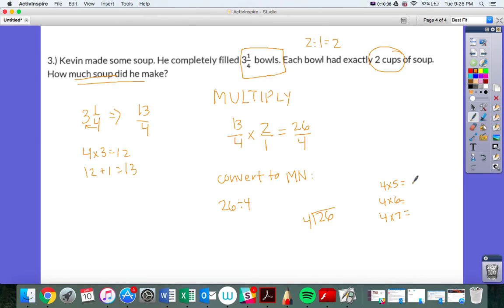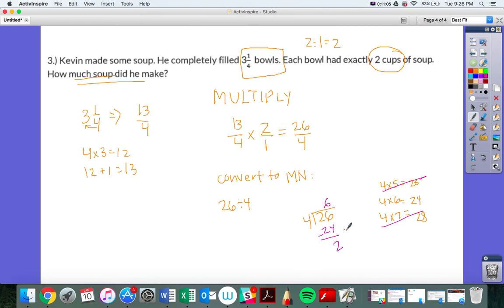So I have 4 times 5 is 20. 20 is pretty close to 26, but let's go up one more. 4 times 6 is 24. Getting a little bit closer. Let's try one more. 4 times 7 is 28. So it looks like we go over here, so this one's not going to work, and this one also won't work because it's too low. So let's use the 6. 6 times 4 is 24, and we can subtract to give me a remainder of 2.